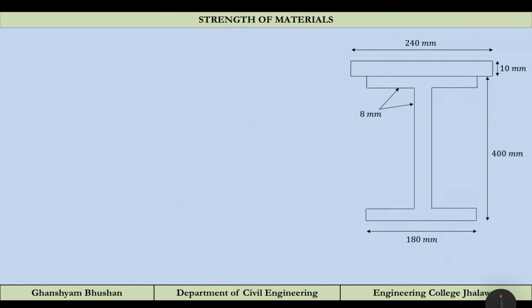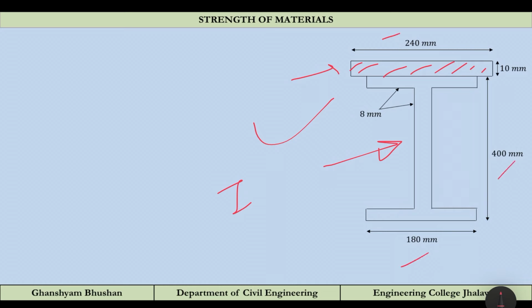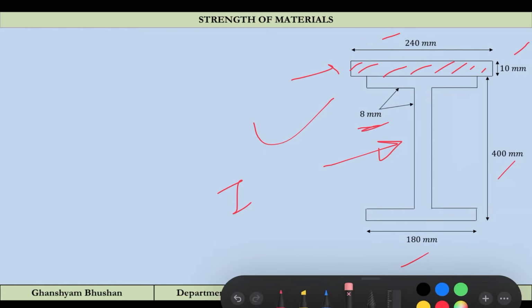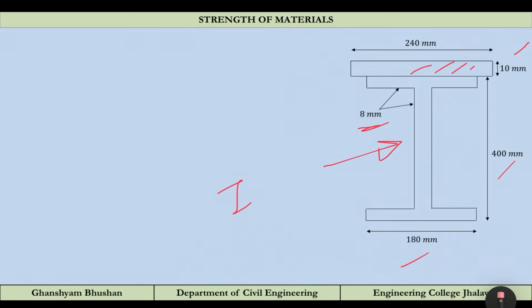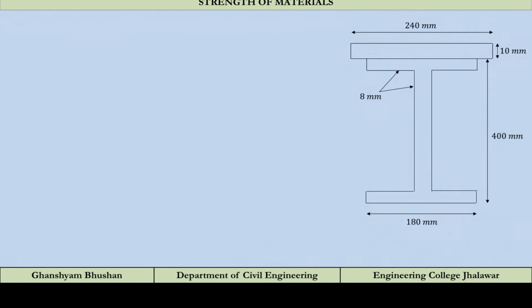So this is the beam: this is the I section, and this is the plate we have just discussed. Every parameter is shown to you. This is 400 mm, this is 180 mm, this is 240 mm, and the depth of the plate is 10 mm, and of the I section is 8 mm. This is your beam as given in the question. So the first thing is to calculate the centroid of the beam.